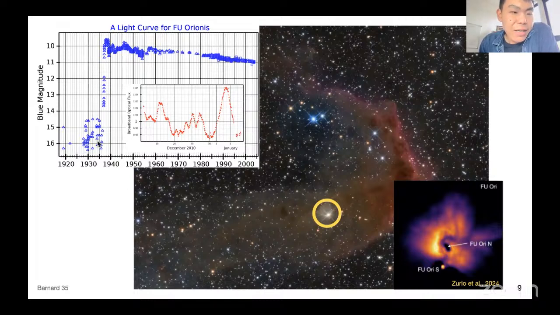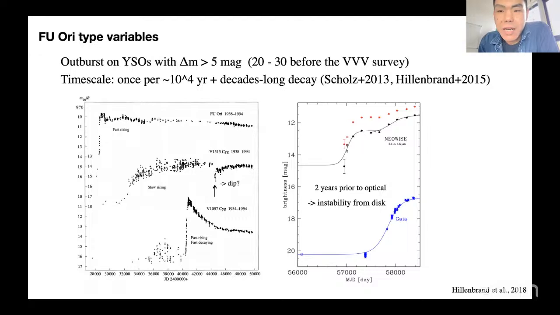As early as the 1930s, we see a 6 magnitude outburst on this FUor-type star. The star remained at photometric maximum for about 80 years and is still relatively bright today. So this became one of the prototypes of outbursts on young stellar objects. After that, people discovered several other eruptive events on young stars, and they started to conclude that this kind of long-lasting, large-amplitude outburst on young stars is called a FUor-type outburst, named after FU Orionis.